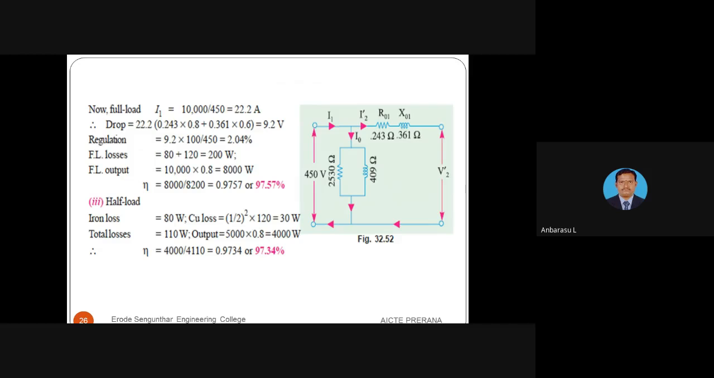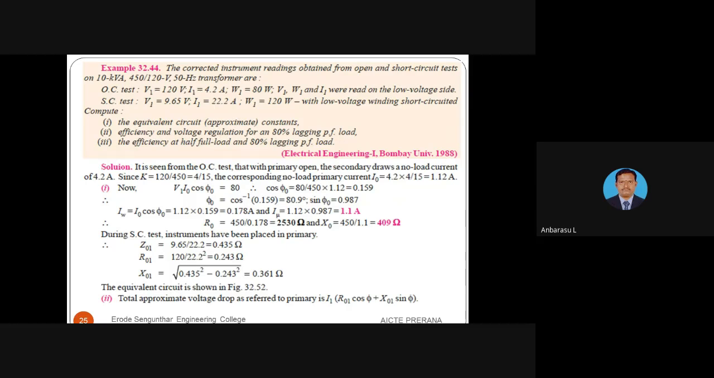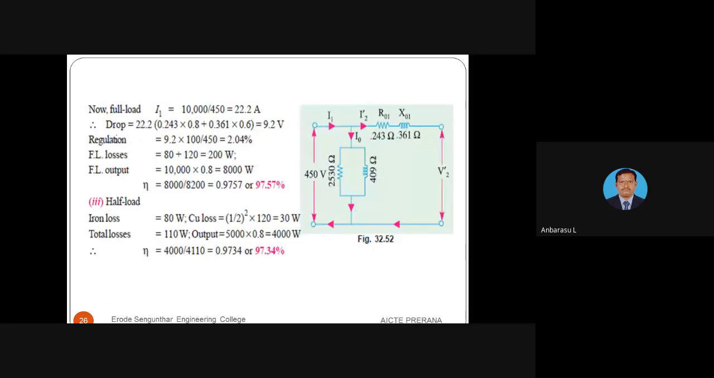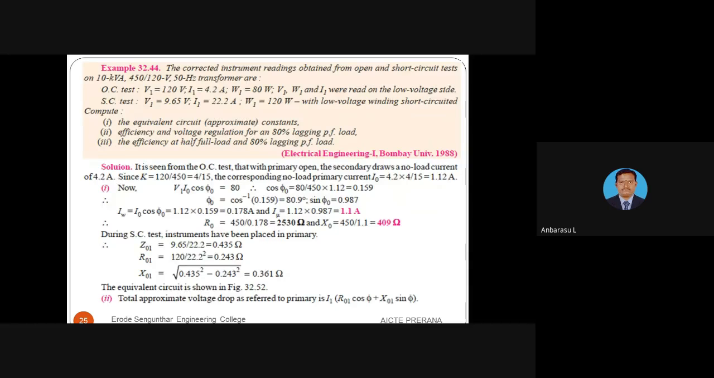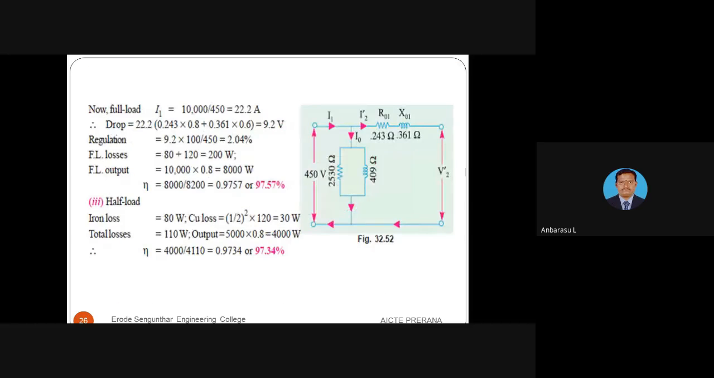Now the full load condition: I1 equals 10,000 divided by 450, we get 22.2 ampere. The 10 kVA, that is 10,000 VA, divided by voltage V, the primary voltage. So finally the primary current I1 equals 22.2 ampere. The drop voltage equals 22.2 into 0.243 into 0.8 plus 0.361 into 0.6. We get the drop voltage across the primary side, that is 9.2 volt.